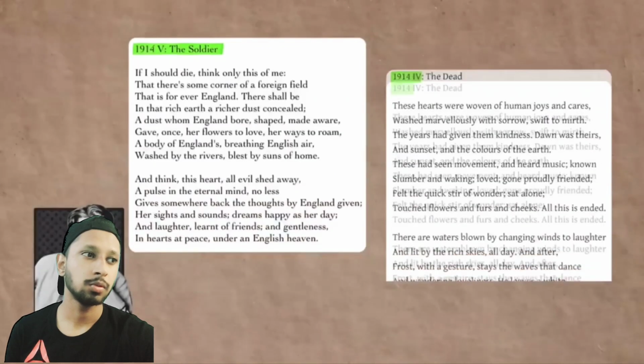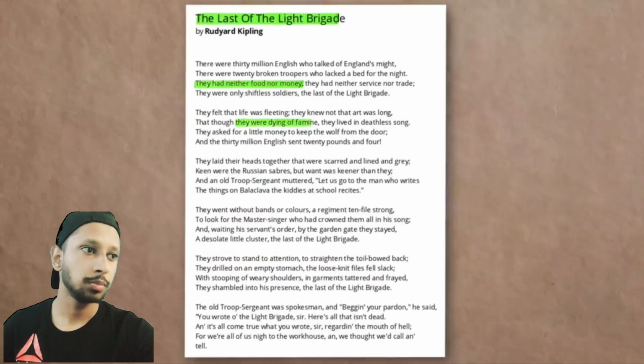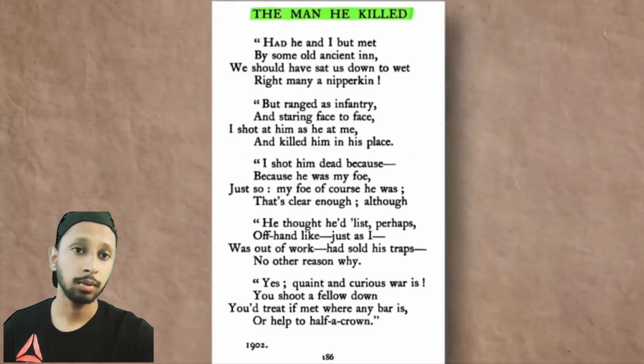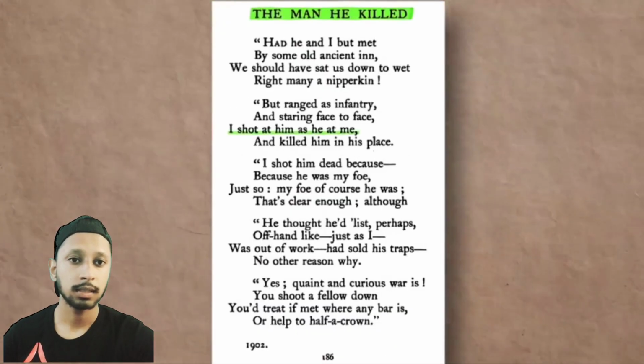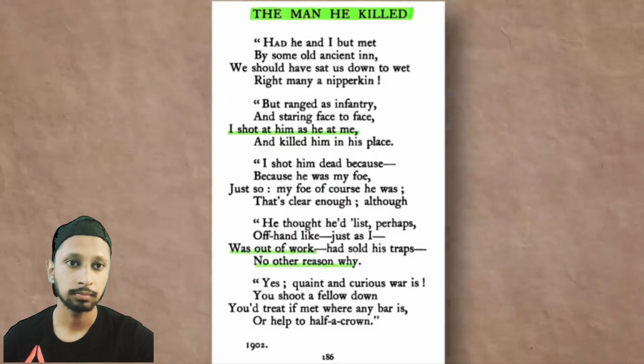These rulers portrayed war and death as glorious, as English poet Rupert Brooke portrayed here in his poem. The rulers at that time used propaganda to recruit people to become soldiers to fight in the war.